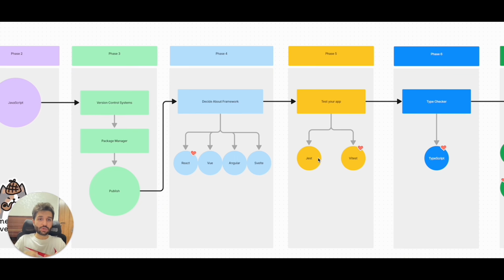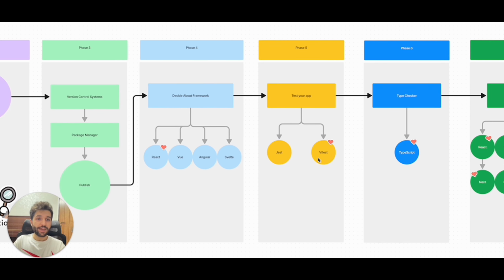And after that, you can go to phase 6. You should learn about a type checker language, for example. You started with JavaScript and you should learn about TypeScript. In my idea, it's mandatory. In many companies that you want to be hired by, in the job description, you will see one of the requirements is TypeScript.